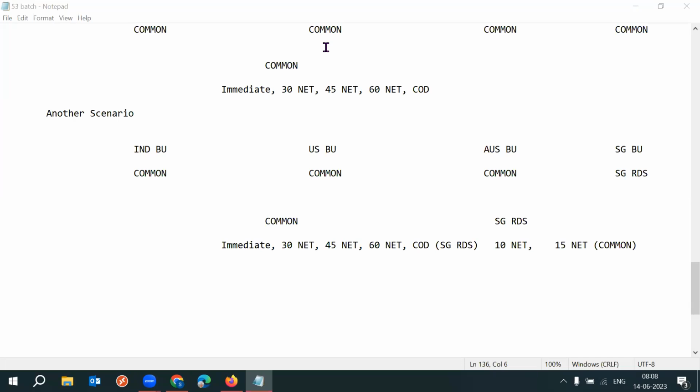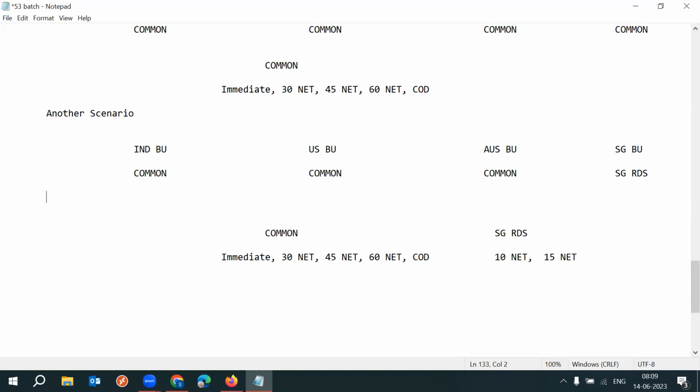I said only 2 reference sets, common and Singapore reference set. But in that, there are 3: 10 net, 15 net, COD. Those are payment terms, not reference data sets. They're just payment terms only. Under Singapore reference data set, how many payment terms did I create? 2 payment terms. So these 2 payment terms can be accessed by Singapore BU.